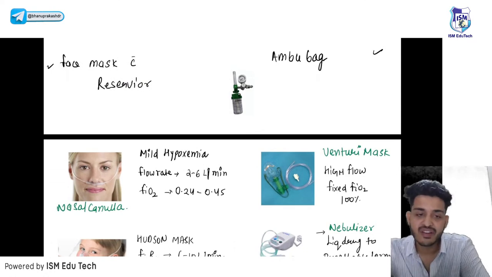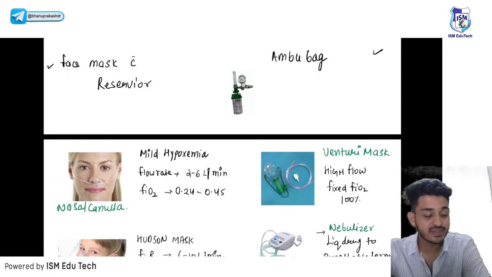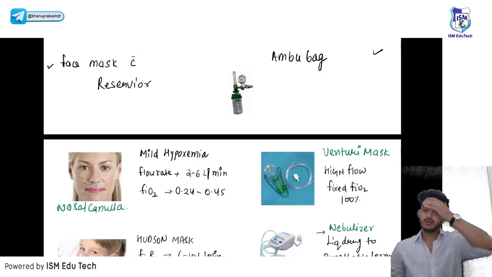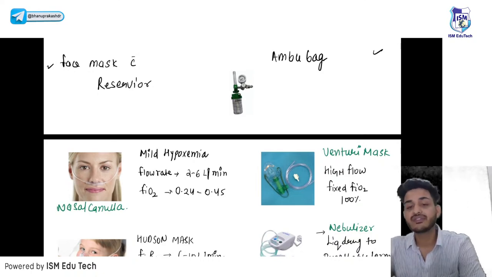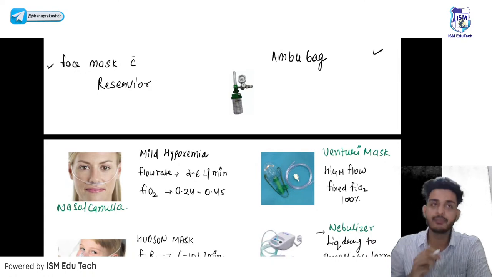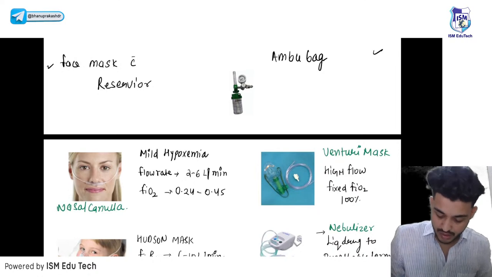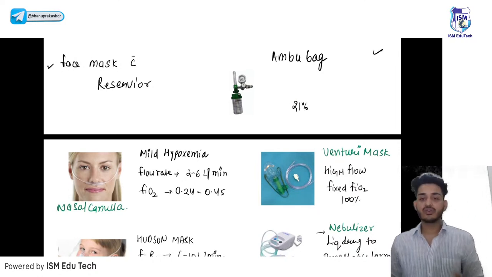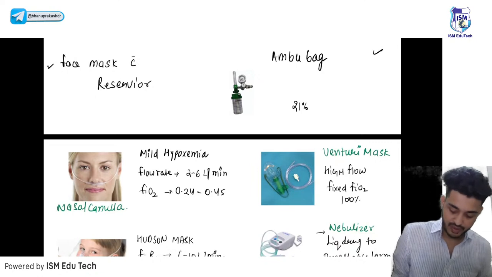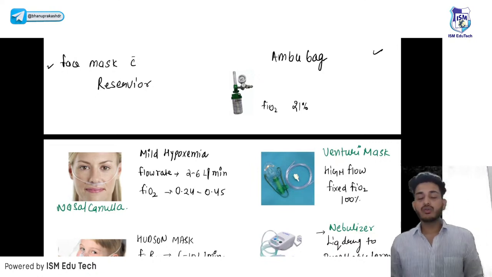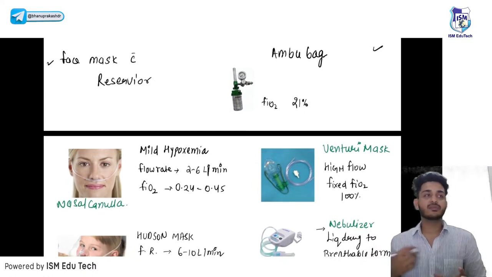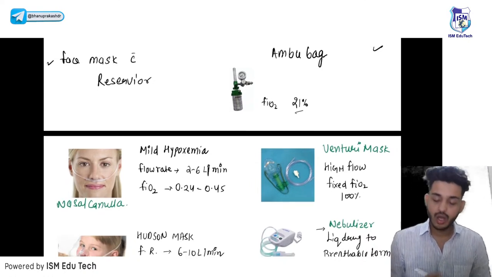So there are two things we will study. First thing is your FiO2. Guys, what is the basic meaning of FiO2? For example, I'm sitting here, air is outside. Out of that air, I can take only about 20% oxygen. That is my FiO2. Now, how much amount do I want to give? That is the amount of oxygen in a gas.